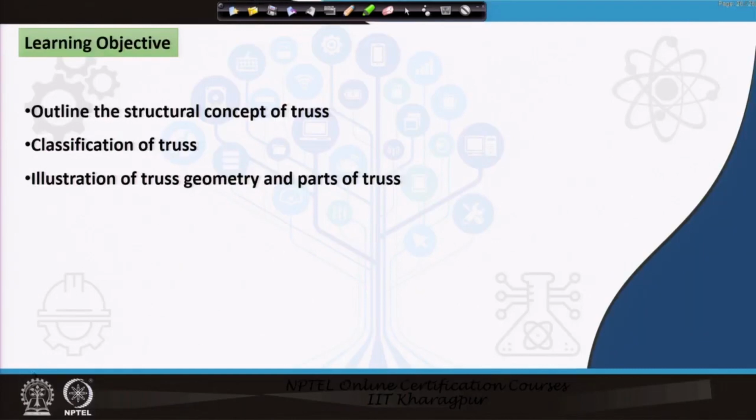So, in the learning objective of this lecture, we will initially outline the concept of truss, and then the classification of the truss will be covered next, and finally it will give you the geometrical pattern of the parts of the truss, how it is important and how it is illustrated.